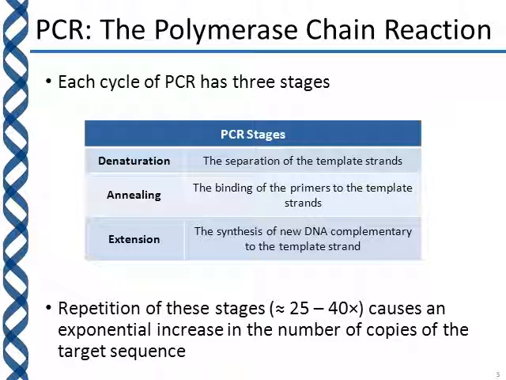The next stage is annealing. This is where the primers that are in the PCR reaction mix bind to their specific regions on the template strands. And then extension is where the DNA polymerase will build off of that primer, adding the new nucleotides downstream in the complementary manner to the template strand. And so these three stages get repeated multiple times.